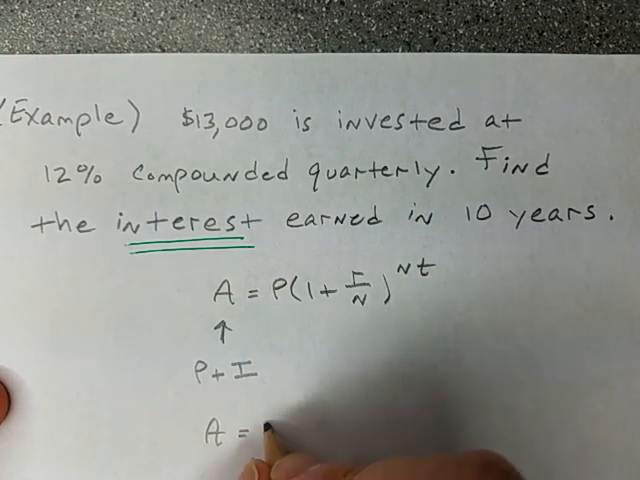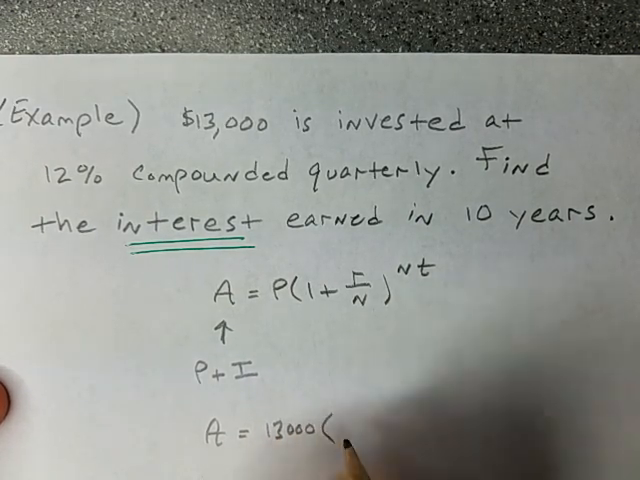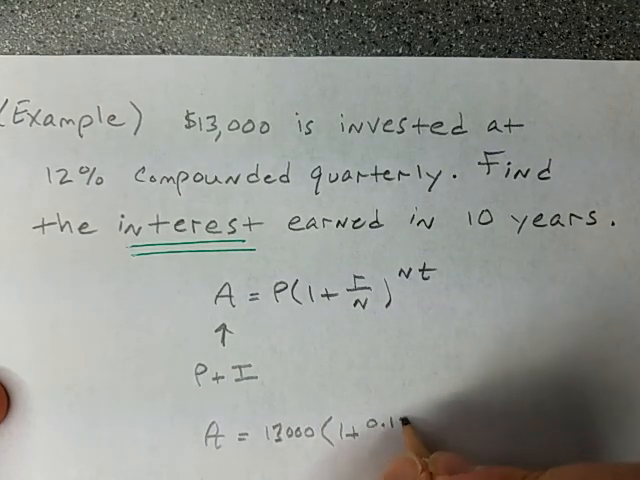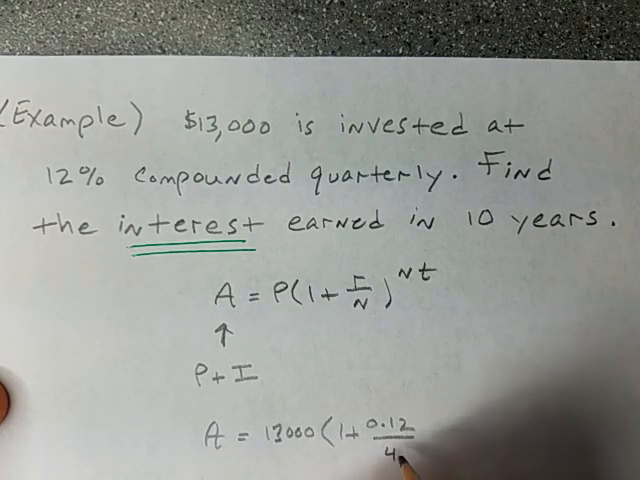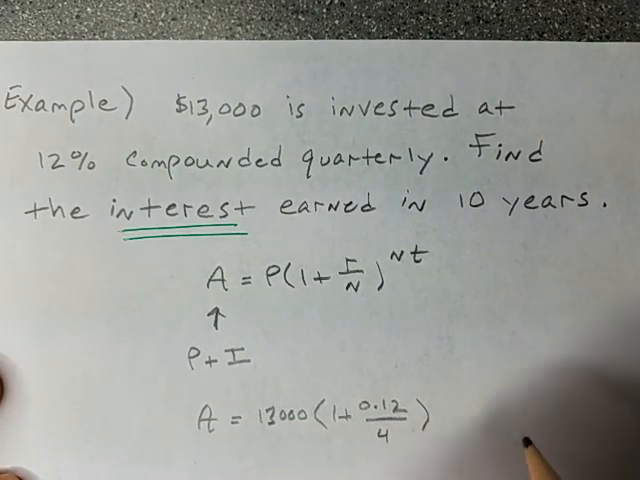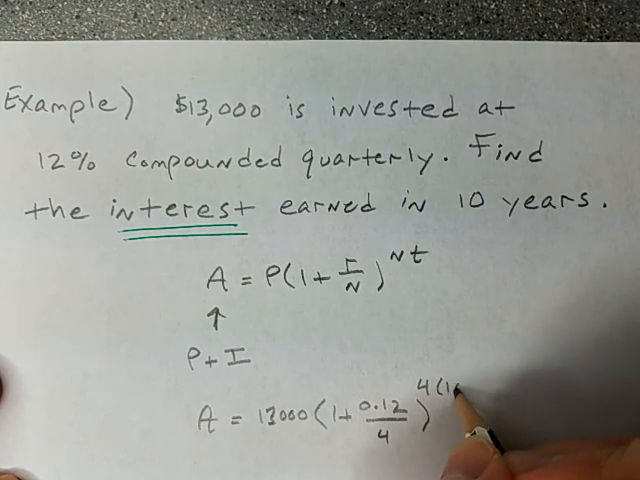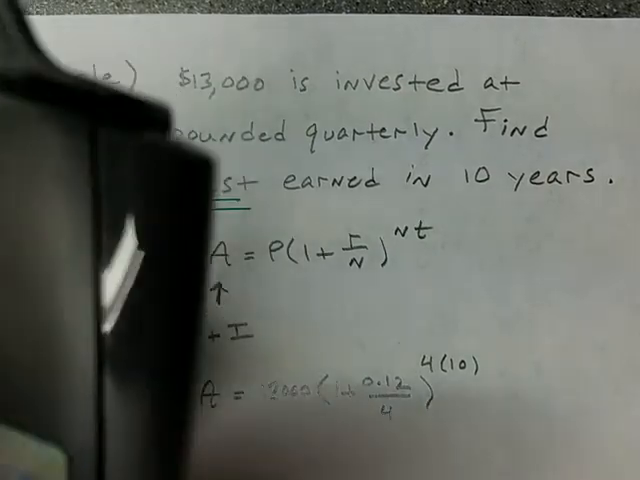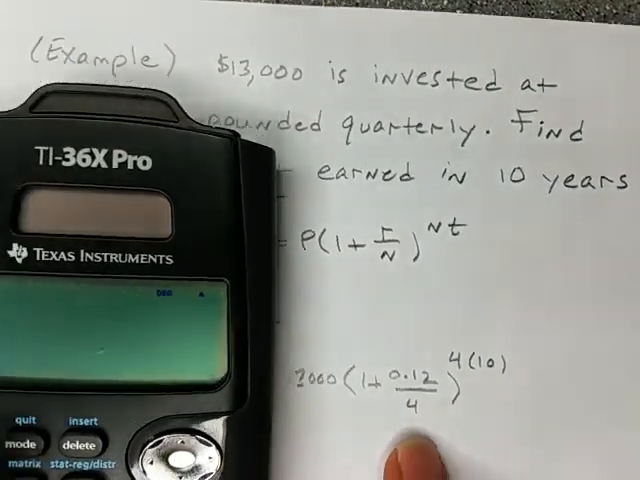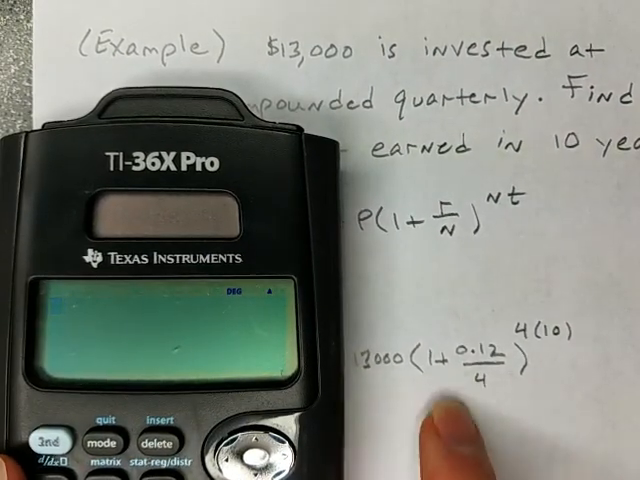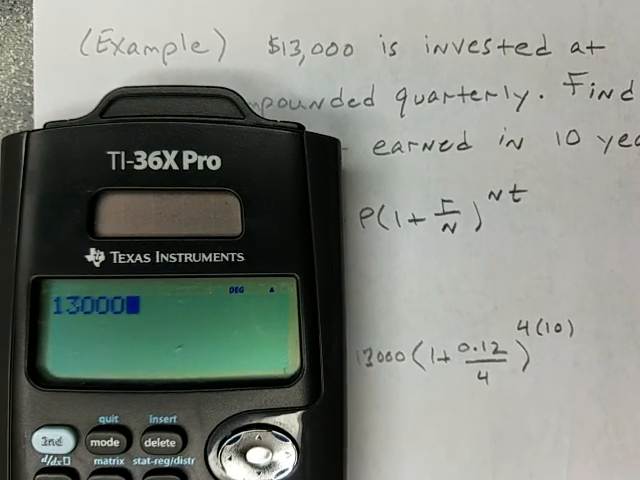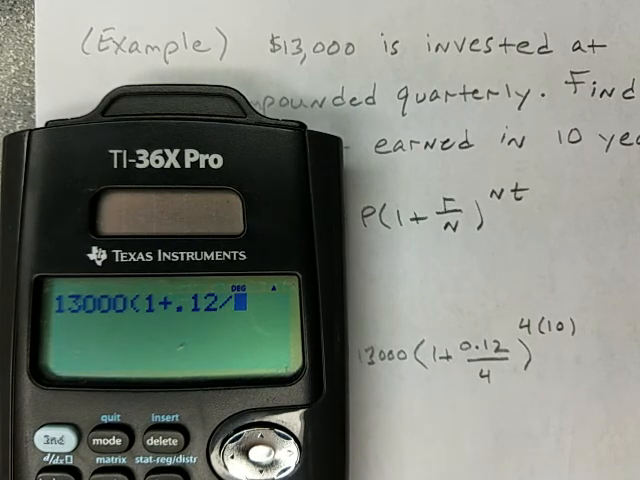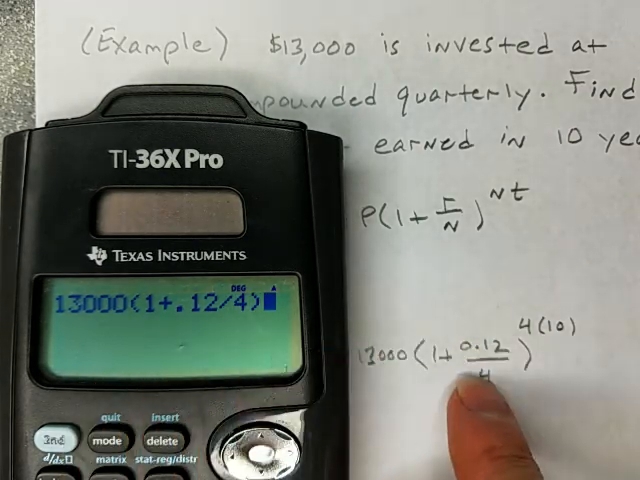A is equal to, so we're investing 13,000 and our rate is 12%, so 0.12. We're going to compound quarterly, so n is 4, and this power is 4 times 10, which is 40, right? Okay. So I'll go ahead, and this time I'll type it all in. Here's what this looks like. 13,000, and then times 1 plus 0.12 over 4, right? So far it's going in just like that.